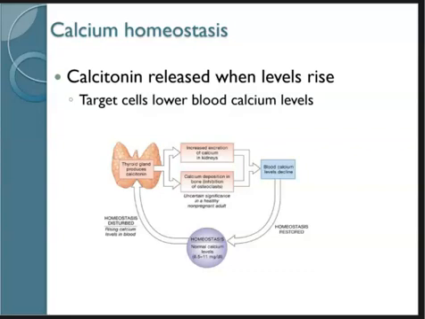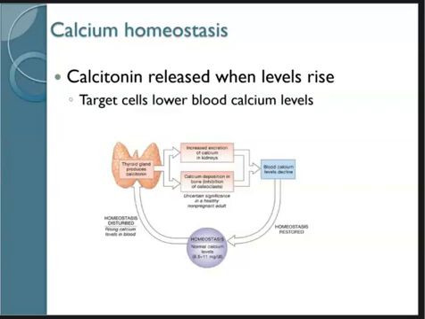Calcitonin has the opposite effect of PTH, so it will promote osteoblasts to deposit calcium into bone. They don't really do anything much to the stomach; they have no action on the stomach. In the kidneys, they will just instruct kidneys not to reabsorb calcium, to lose some of that calcium in urine. So calcitonin is produced when our blood calcium levels are high, hypercalcemia, and it is produced by parafollicular cells in the thyroid gland.